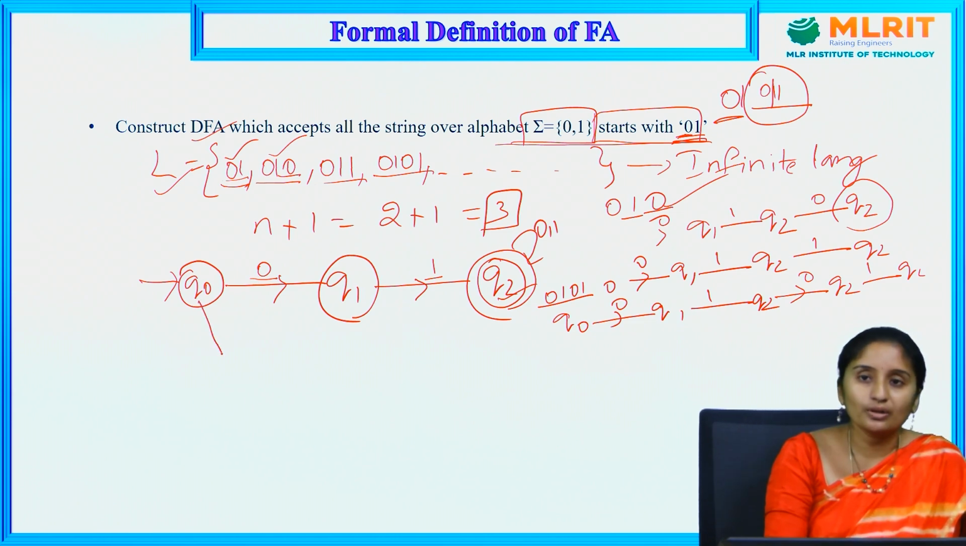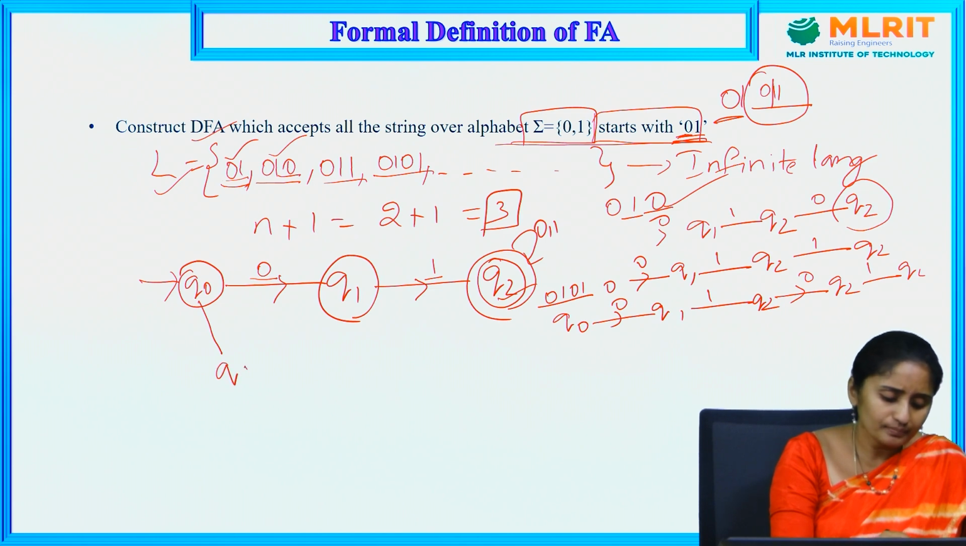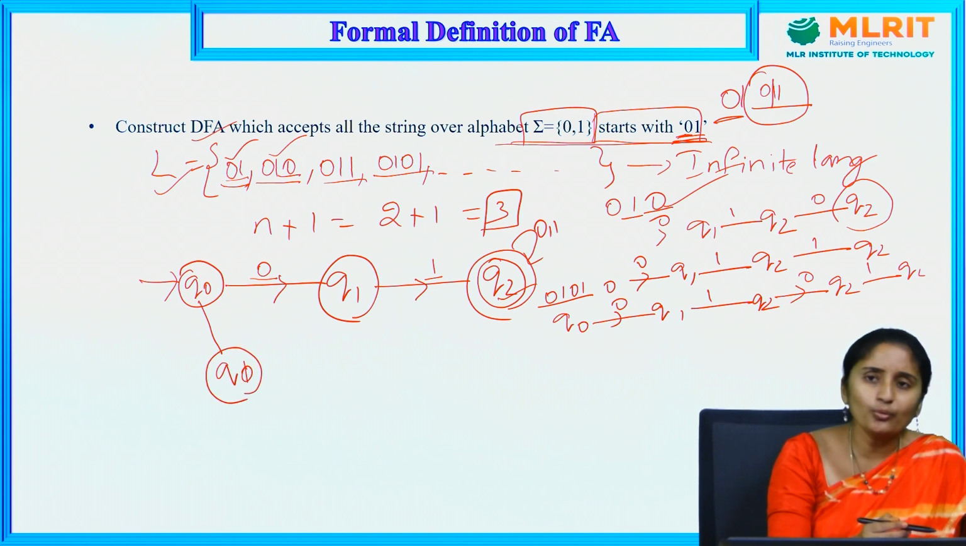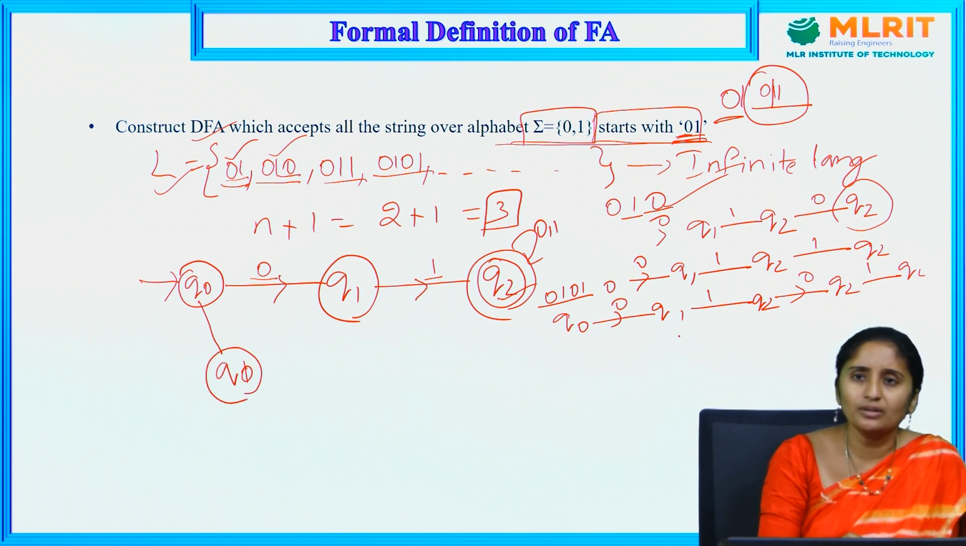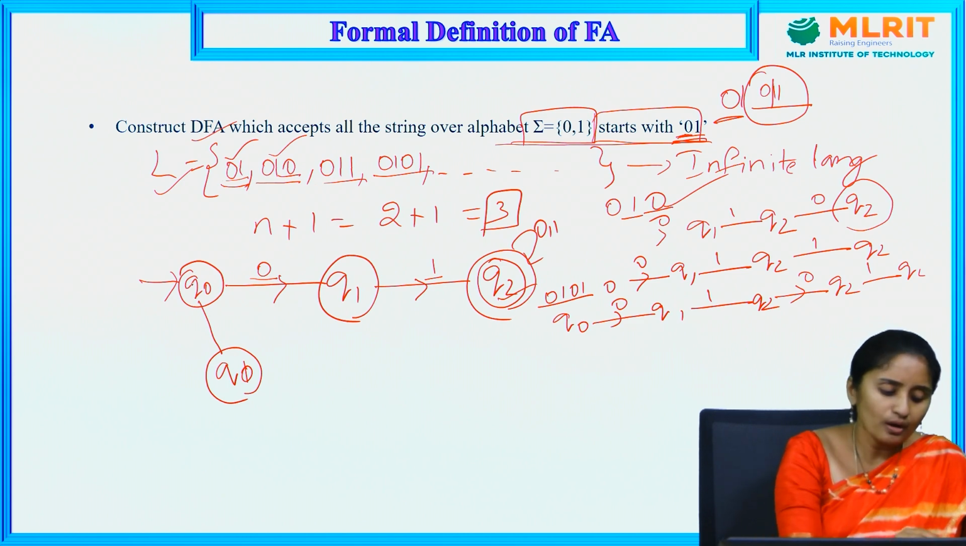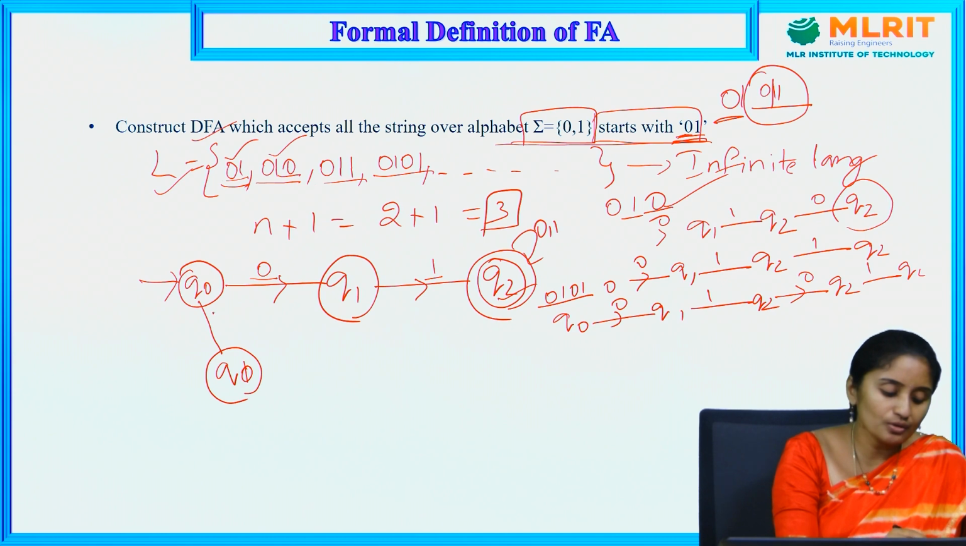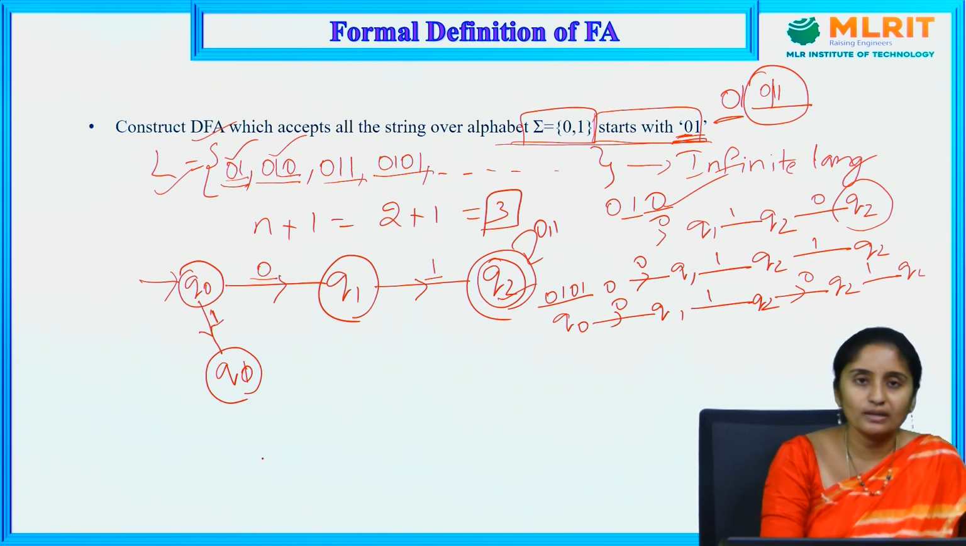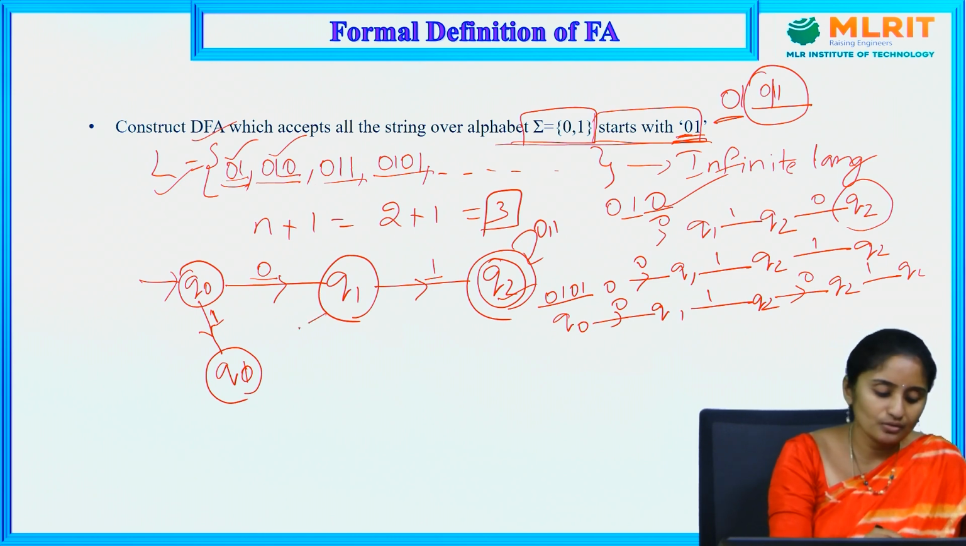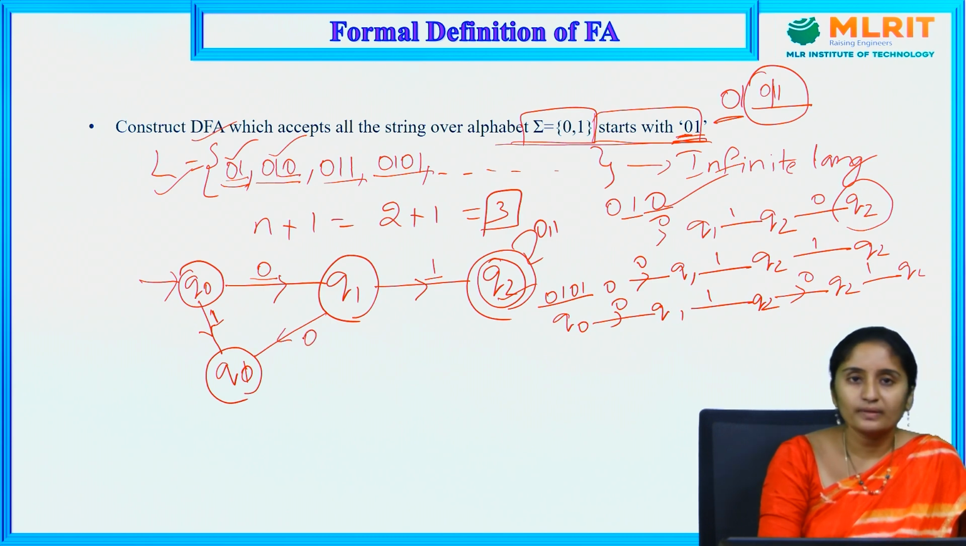We are going to create a dummy state. I am taking Q pi. We can take Q pi or D, anything you can take as a dummy state. From Q0, on 0 it is plotted to Q1, so that is done. For input symbol 1, there is no transition, so I have plotted it here for 1. Next for Q1, on 1 it is moving, but on 0 there is no transition, so I am plotting it with 0. So Q1 is satisfying DFA.